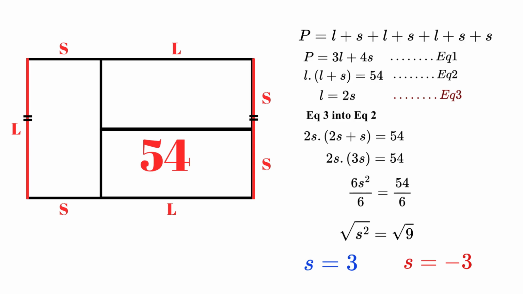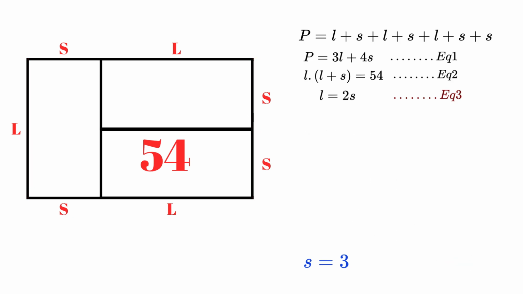Now, we plug this into equation 3. That is, L equals 2S. So L equals 2 times 3, which equals 6. Now we know both L and S.